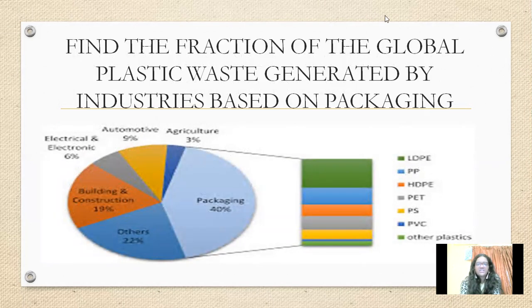So this is a fraction of the global plastic waste generated by industry based on packaging. Agriculture 3%, automotive 9%, electrical and electronic 6%, building and construction 19%, others 22%, but packaging 40%.